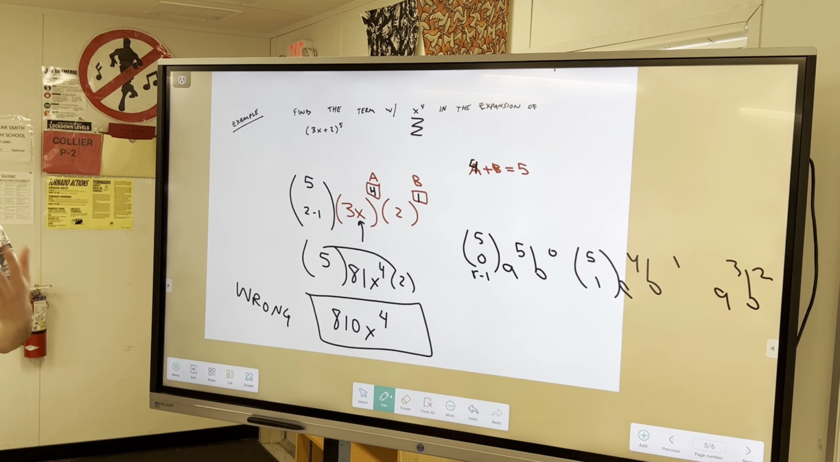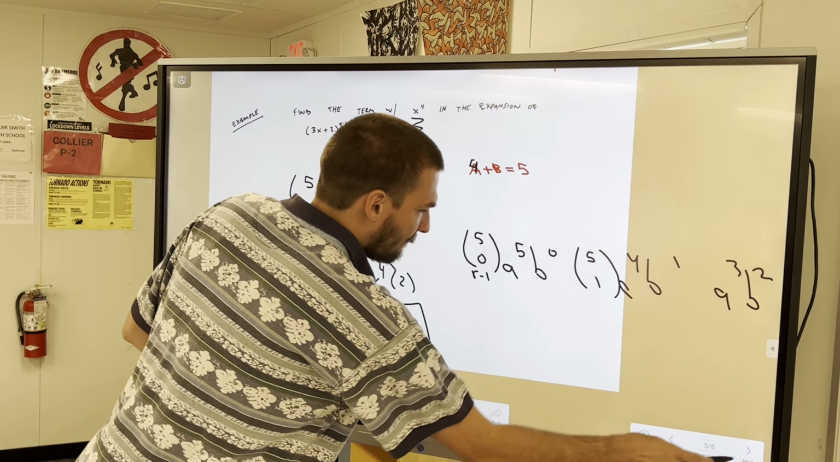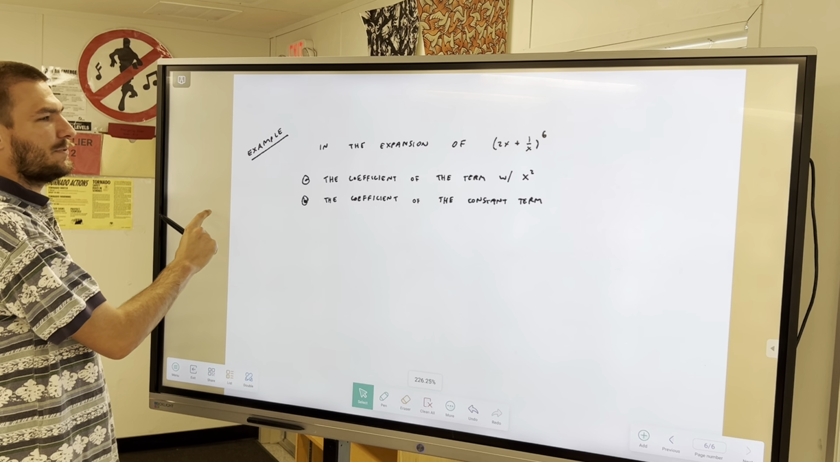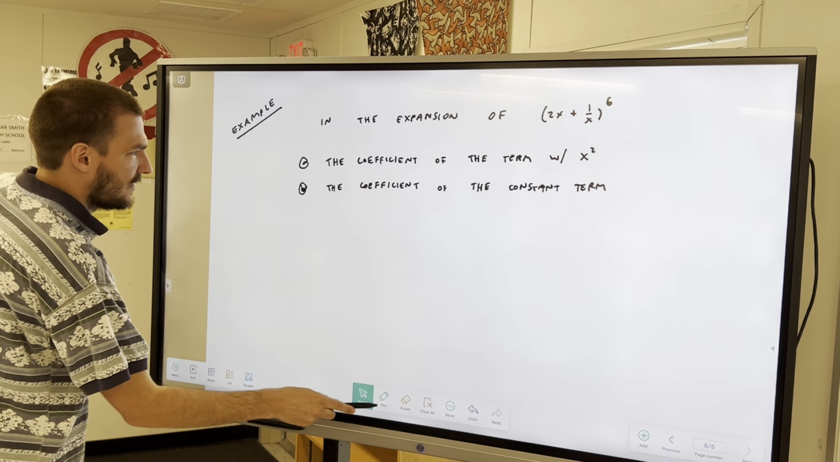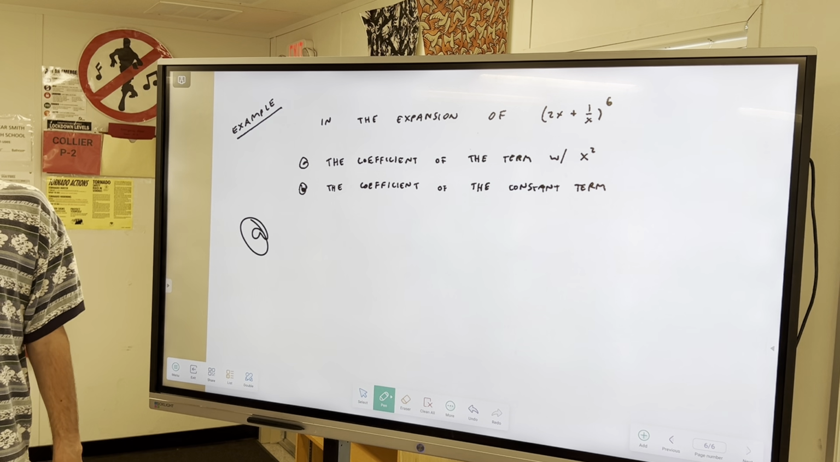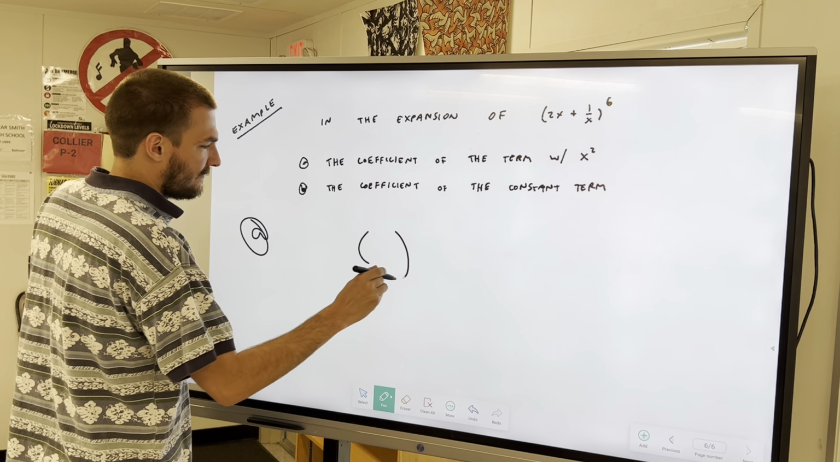Okay. Not too bad, but just a little funky. We're using all of these patterns and keeping track of all of them in our head at the same time. Let's check out this question, because I'm sure we expect IB to torment us somehow. We've got the expansion of (2x + 1/x) to the power of 6. And we're looking for 2 different coefficients. So let's start with A. The coefficient of the term with x squared. Now, here's how you want to start it off.